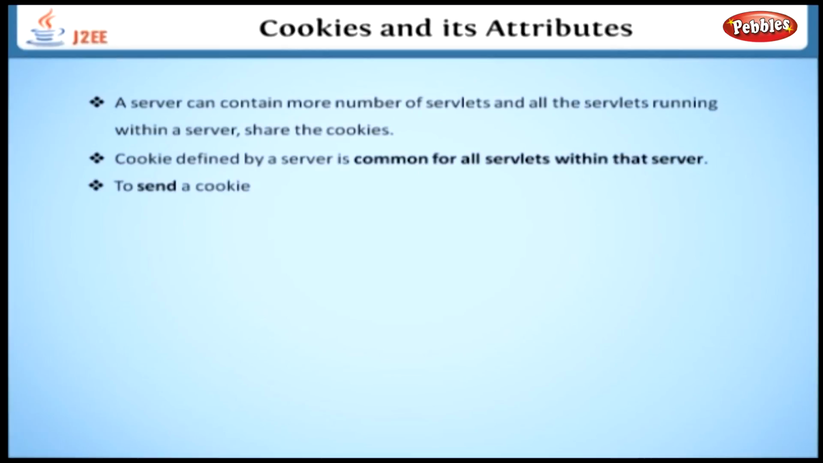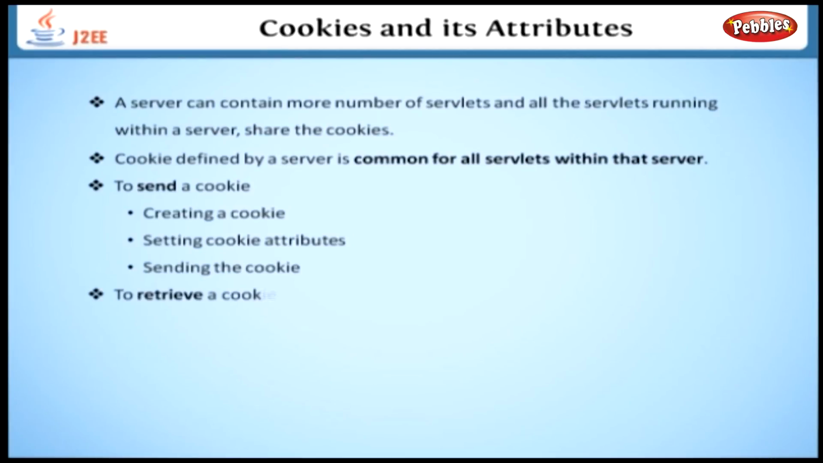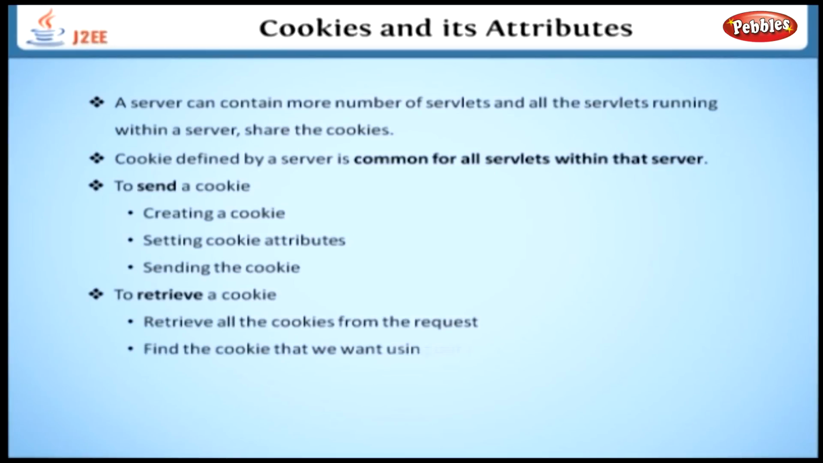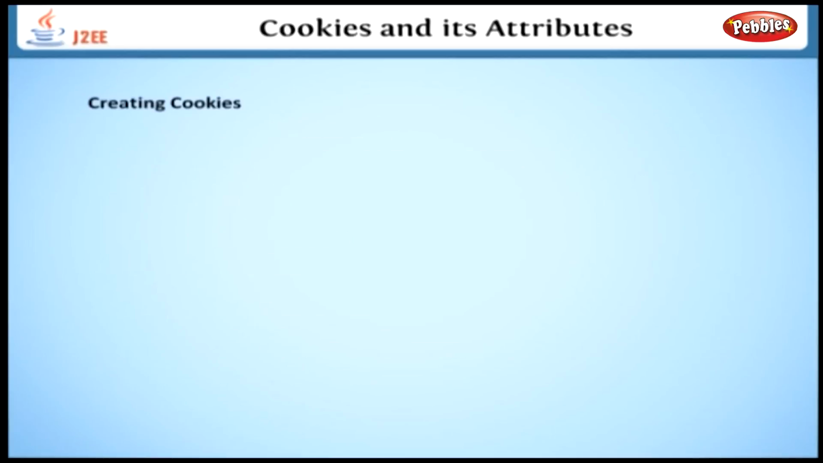To send a cookie, we have to follow 3 steps. They are creating a cookie, setting cookie attributes, and finally sending the cookie. Likewise, to retrieve a cookie, we have 3 steps. They are retrieving all the cookies from the request, finding the cookie that we want using our standard programming language, and finally retrieving the value of the cookie. Let us see all these steps one by one in detail. The first one is creating cookies.